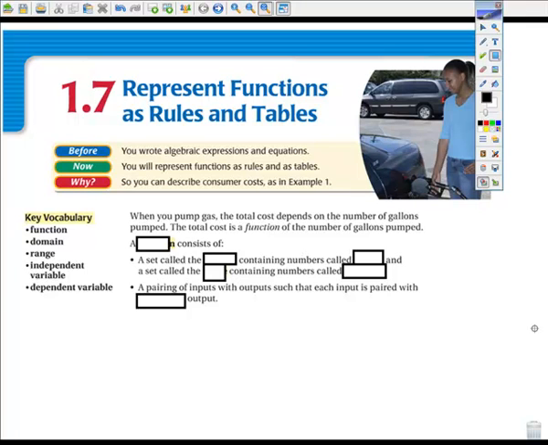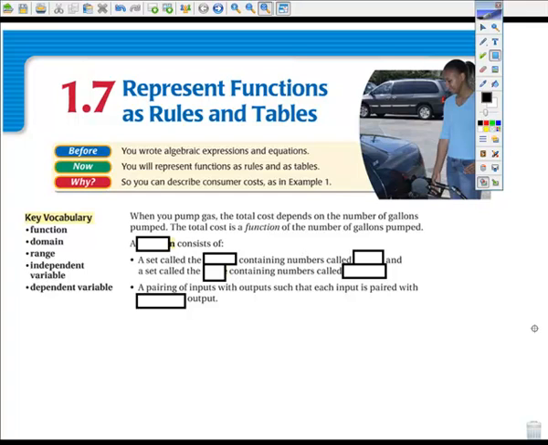Lesson 1-7 is called Represent Functions as Rules and Tables. So up to this point we have written algebraic expressions and then we put an equal sign between two expressions and made equations. So now we're going to go ahead and represent functions as rules and as tables. So we're going to write some equations and then we're going to put them into a table. Or we're going to look at a table and then write the equation.